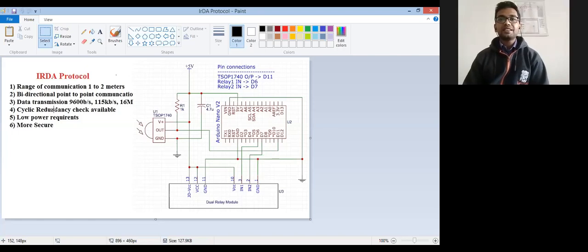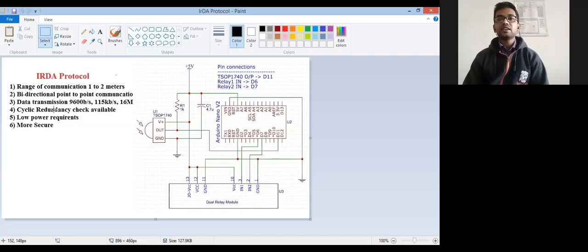It supports three different data rates. The first is 9600 bits per second, meaning about 9.6 kbps, then 115 kbps, and 16 Mbps. So the rate of communication is very high in some cases.